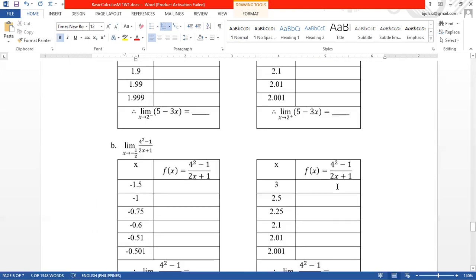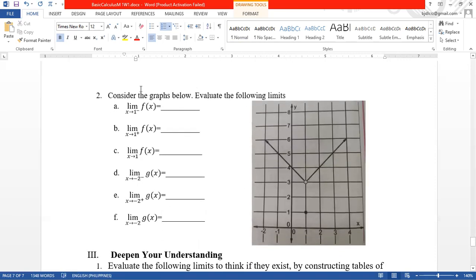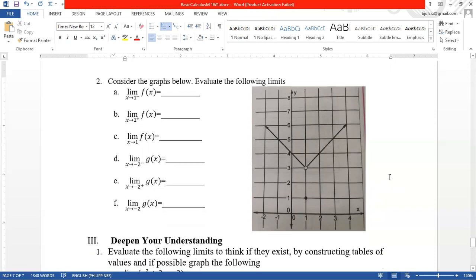And the second one is, consider the graph below, evaluate the following limits. So observing na pod sa iyang graph. So the limit, sample, the limit of f of x as x approaches to a from the left. A from the left, paingon sa 1. From the left, pila? From the right, pila? So i-conclude dayon. Then kanina po negative 2 from the left, negative 2 from the right.